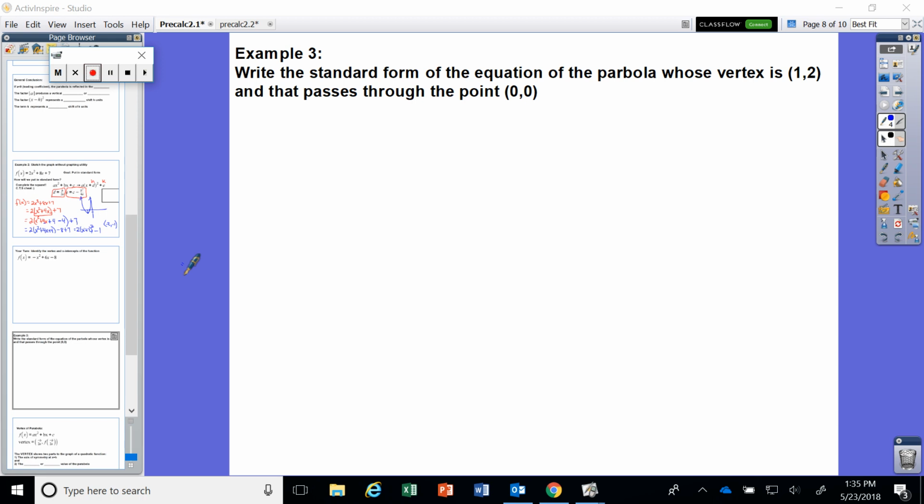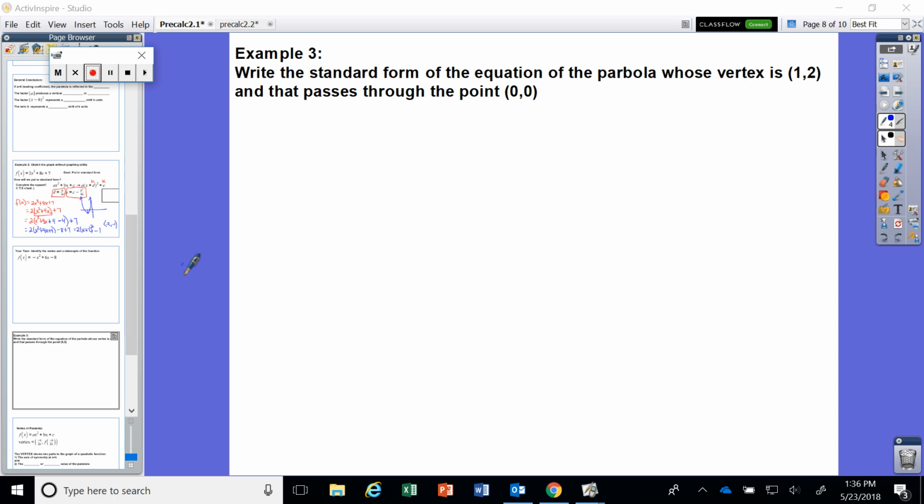Alright guys, in this video we're continuing our topic of parabolas and quadratic functions here in 2.1. We're going to open it up though, and our goal in this particular video is going to be how to take some information from a function and turn that into what the standard form of the equation is going to be. So let's take a look.